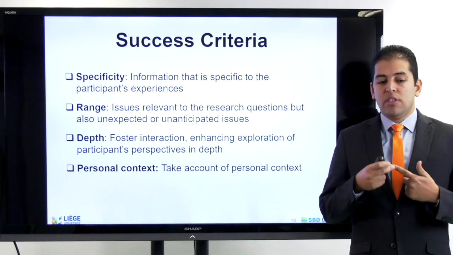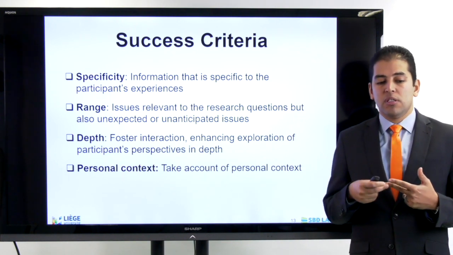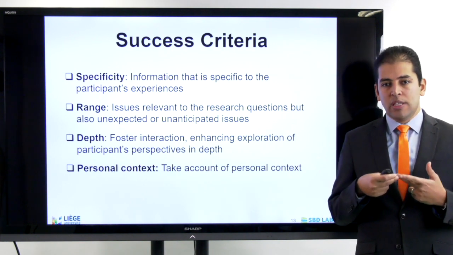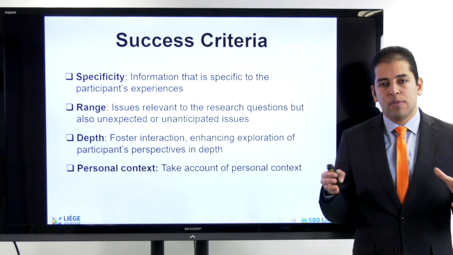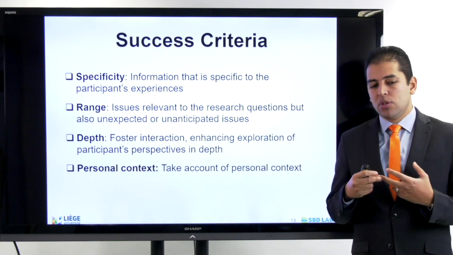Also the range: the issues relevant to the research question, but also unexpected or unanticipated issues. So you need to make sure that the range of your questions and the range of the discussion that you will have during the focus group will be related to your specific research question.